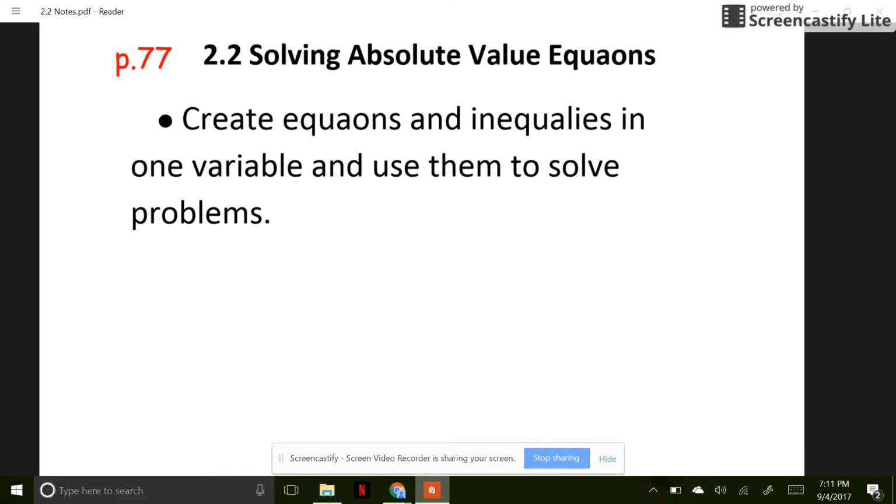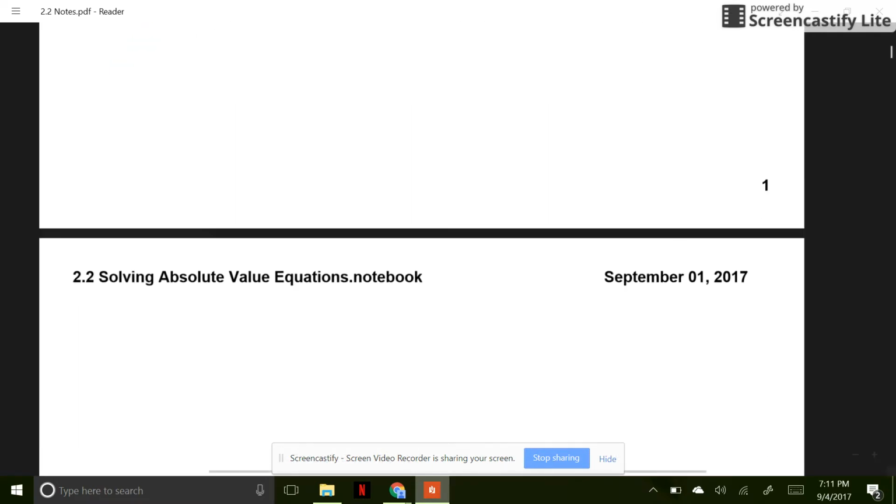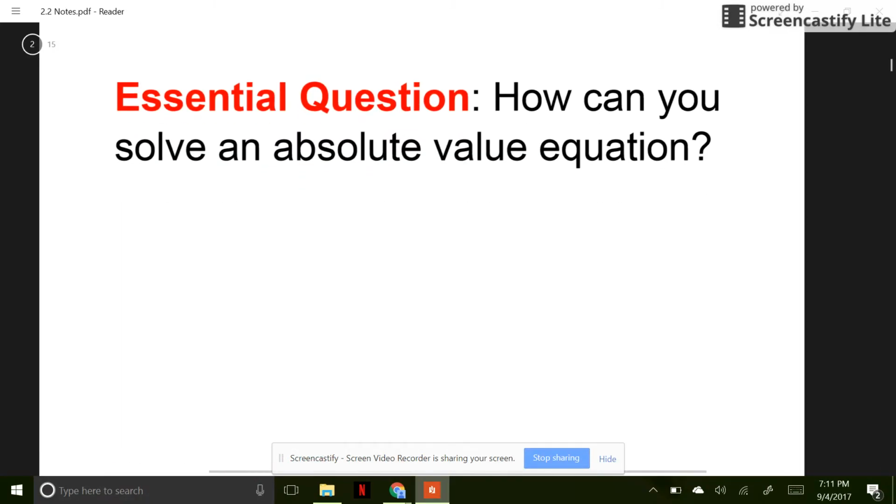All right, so today we're starting to look at section 2.2, which is solving absolute value equations. Our big idea today is we're creating equations and inequalities in one variable and then using them to solve problems. So we're on page 77. Our essential question that we're trying to get to today: how can you solve an absolute value equation?